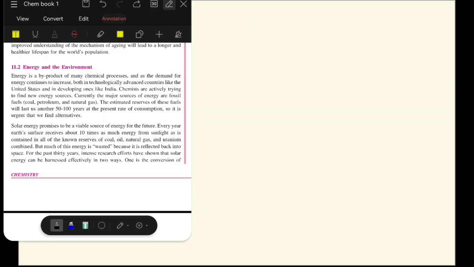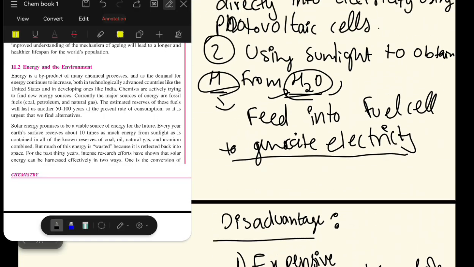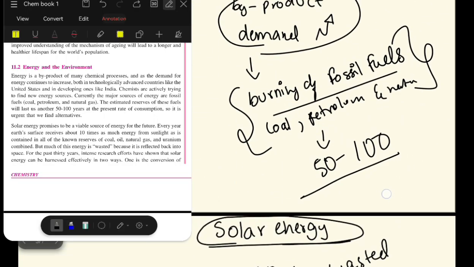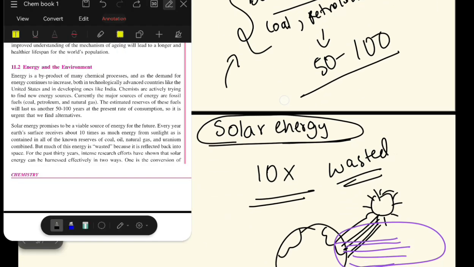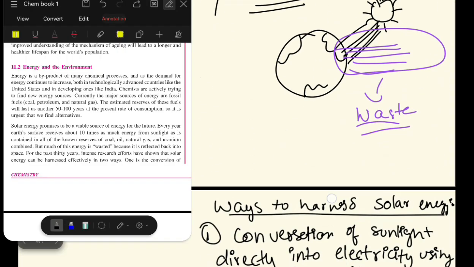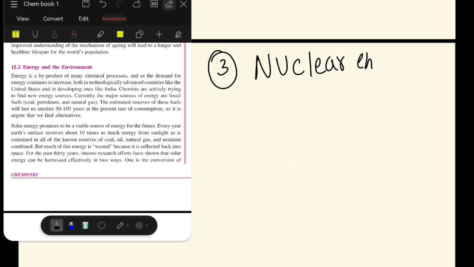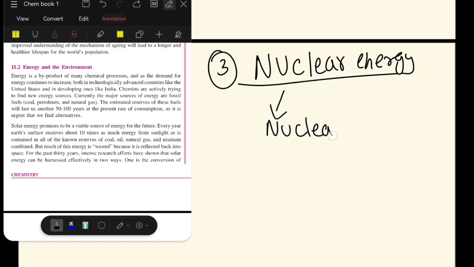Okay, now we have another way. We have seen fossil fuels, right? These are the ways energy is harnessed. The first one we have learned is fossil fuel. The second one we learned is solar energy. There is a third alternative way: energy can be harnessed by using nuclear energy. This is done by the process of nuclear fission. By nuclear fission, we can harness electricity or energy.